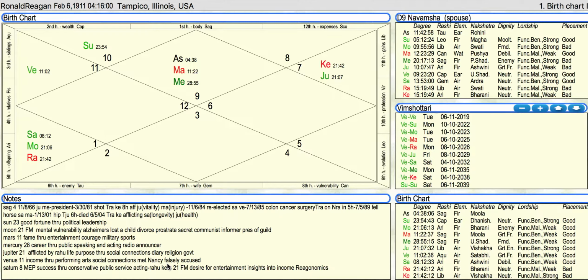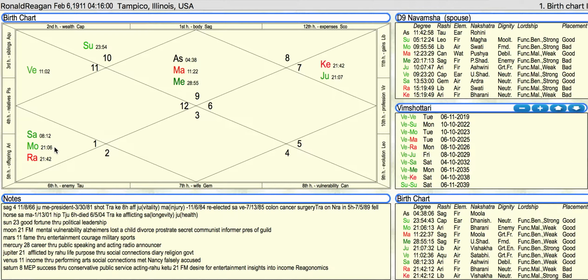So interesting. Saturn is at 8 degrees. It's close to the most effective point, within 4 degrees, so it has a lot of impact. And Saturn itself is about service. It's placed in this house of entertainment, and it's ruling the house of performing arts. So it says that he can have success through that, and Saturn is conservative politics, public service, and acting. So all of those things are there.